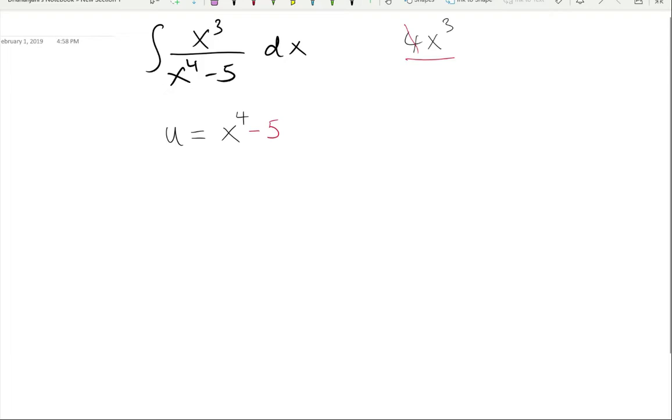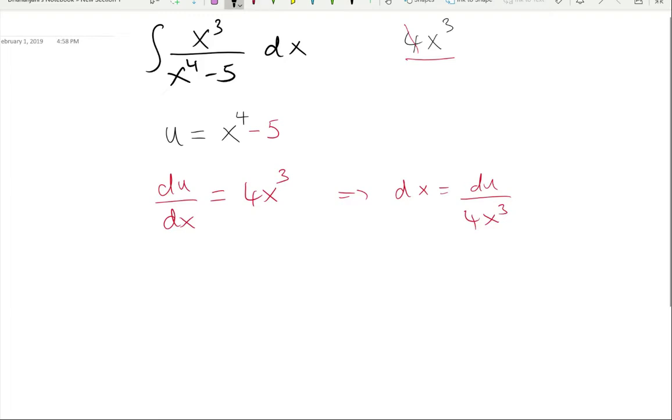Alright, so now what we do is we go ahead and find du over dx. Let's solve the problem without talking too much. So the derivative of u is 4x cube, right? Now, well, let's find what dx is, right? dx is du over 4x cube.